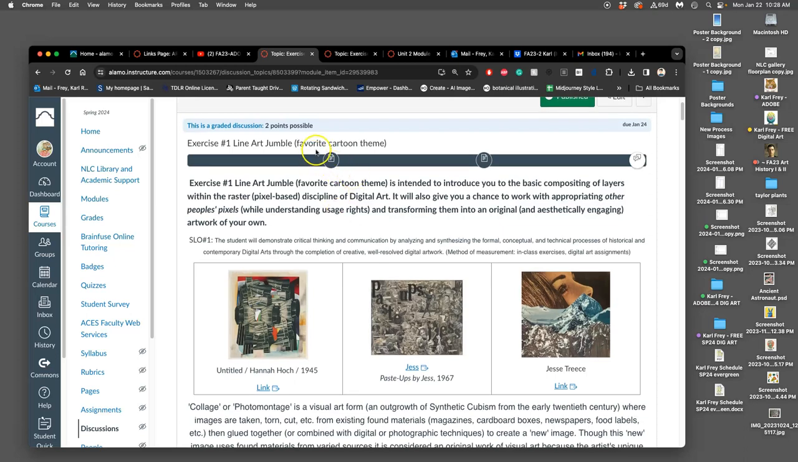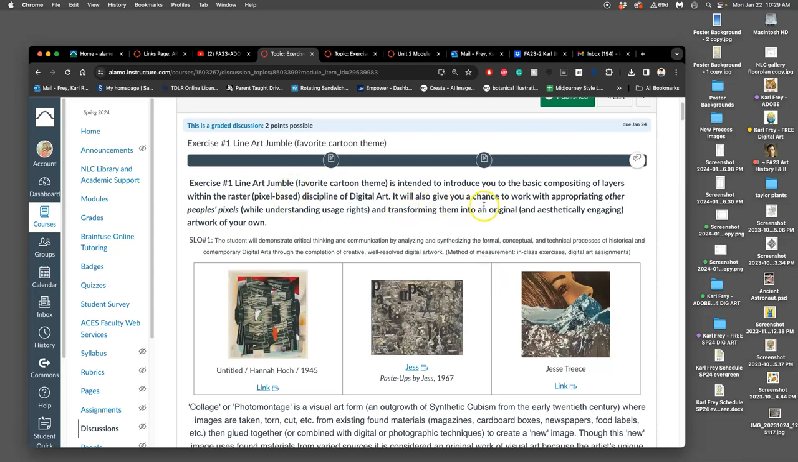All right. Our theme is a favorite cartoon theme. It's intended to introduce you to the basic compositing of layers within the raster discipline of digital art. Raster is the vocabulary for when an image is made up of squares, made up of pixels. So pixel-based is another term for it. Bitmap is an old term for it that no longer works because bitmap means something else.